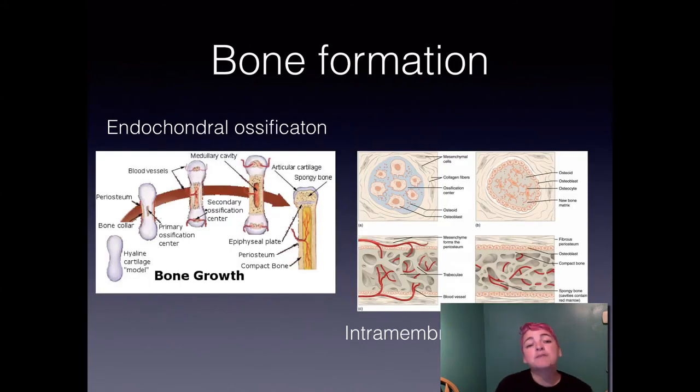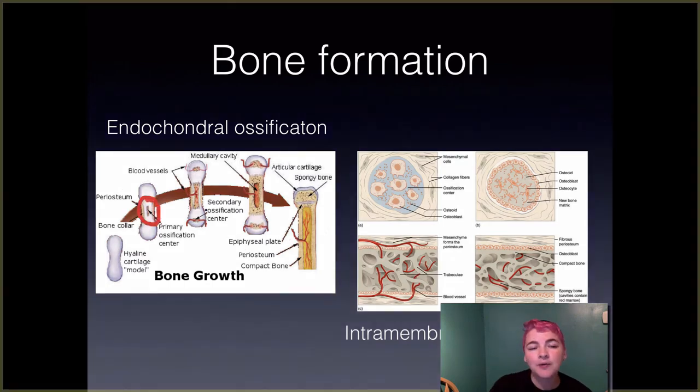There are two main types of bone formation. We have endochondral ossification. This is the way that most of your long bones are going to be forming when you're in the fetal stage. Bone is kind of outlined in hyaline cartilage. Then the primary ossification center in the center of the bone starts to solidify and create bone out of that cartilage. It moves towards the end of the bone until it is completely solid.